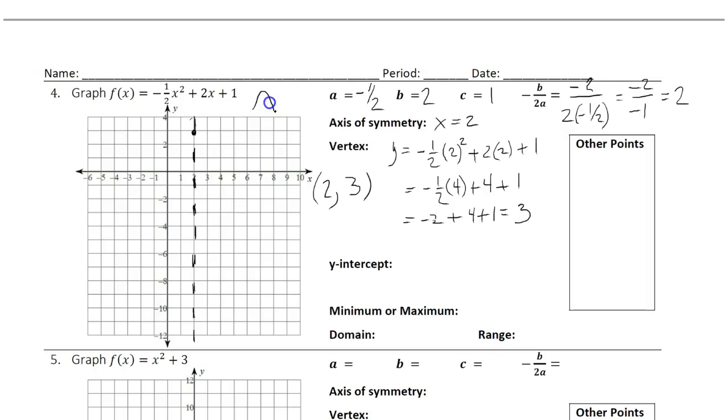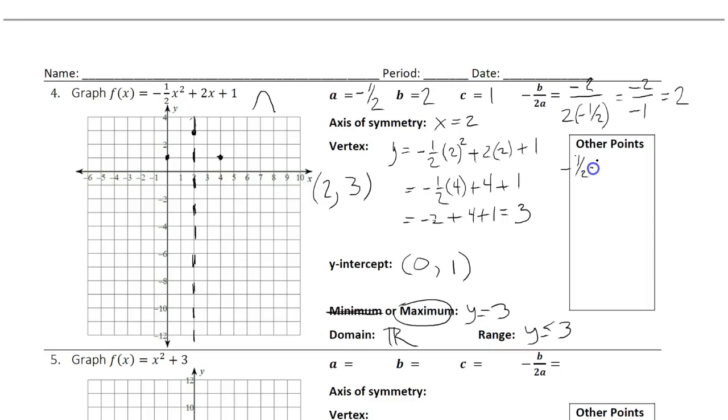A was negative, so this parabola will open downwards. It will have a maximum at y equals 3, and the range will be y is less than or equal to 3. The domain, as always, is all real numbers. The y-intercept is (0, c), which is 1. Calculate the other points as we have done before by multiplying a times the list of square numbers.